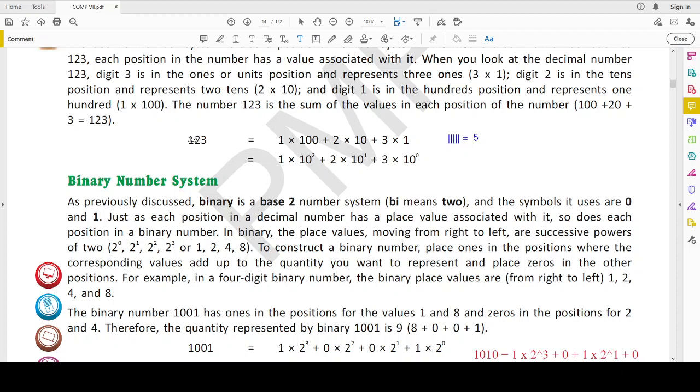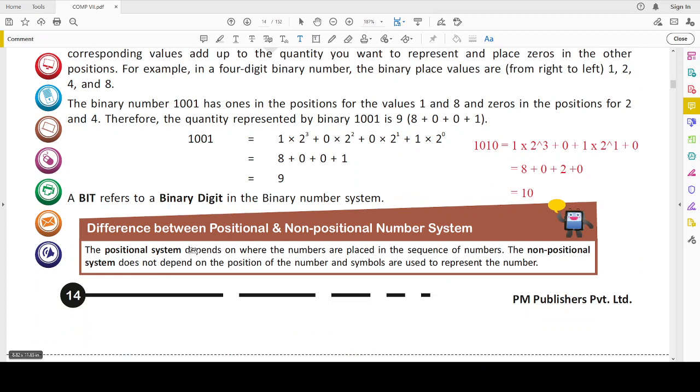It will be 321. It will be other than the number given over here. So it also has a value with respect to the position. Positional values are there, which is not there in the case of a non-positional number system. Right, that's what is written over here: the difference between a positional and non-positional number system.